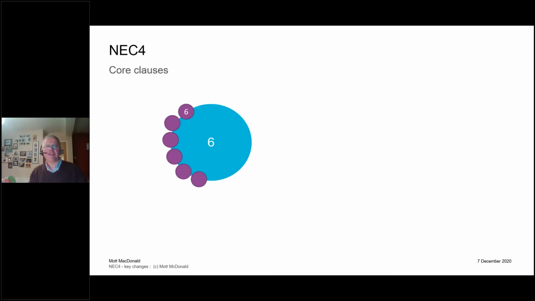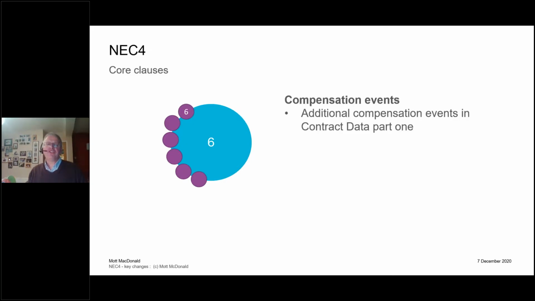Okay, finishing up then, compensation events. Firstly, yes, very simple, but in NEC4, we've now got a reference from the list in 60.1 to additional compensation events in the contract data part 1. So if you as a client want to add in an additional compensation event, you can just write it straight into the contract data. In NEC3, if you remember, that would have required an additional compensation event, but would have had to be put in a Z clause with an additional condition. This just makes it neater and easier.